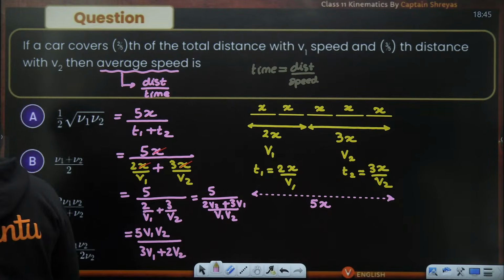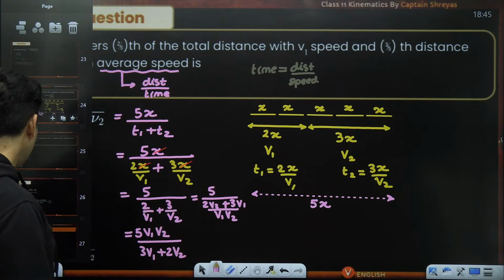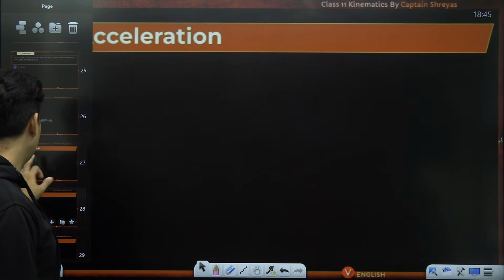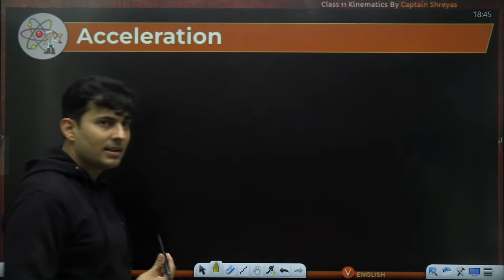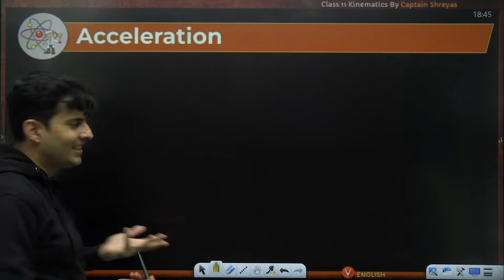Cool? Everyone understood how to solve this? Let's go to the next thing, and that is acceleration. Acceleration is how quickly your velocity changes. That's it.